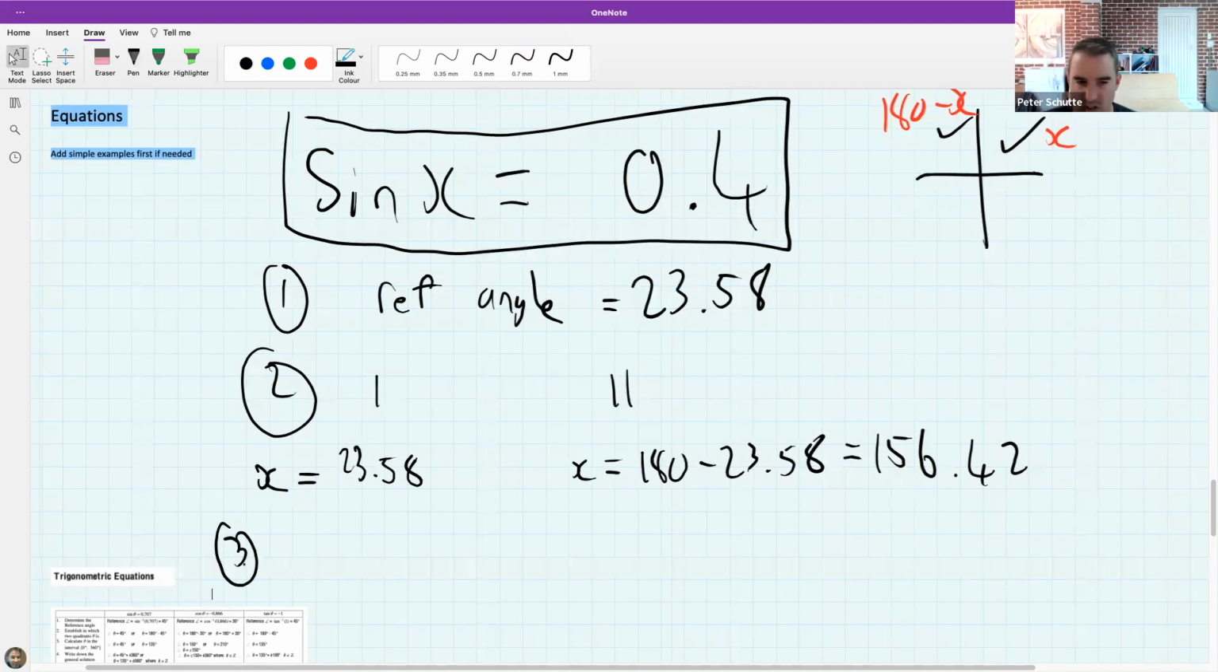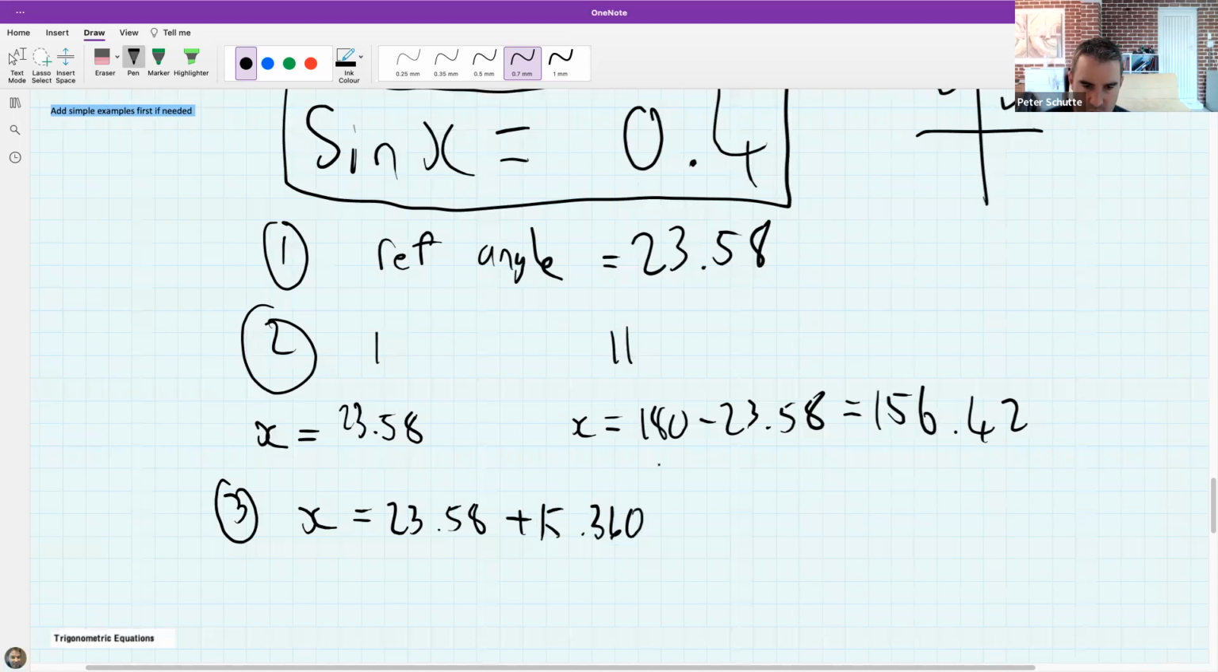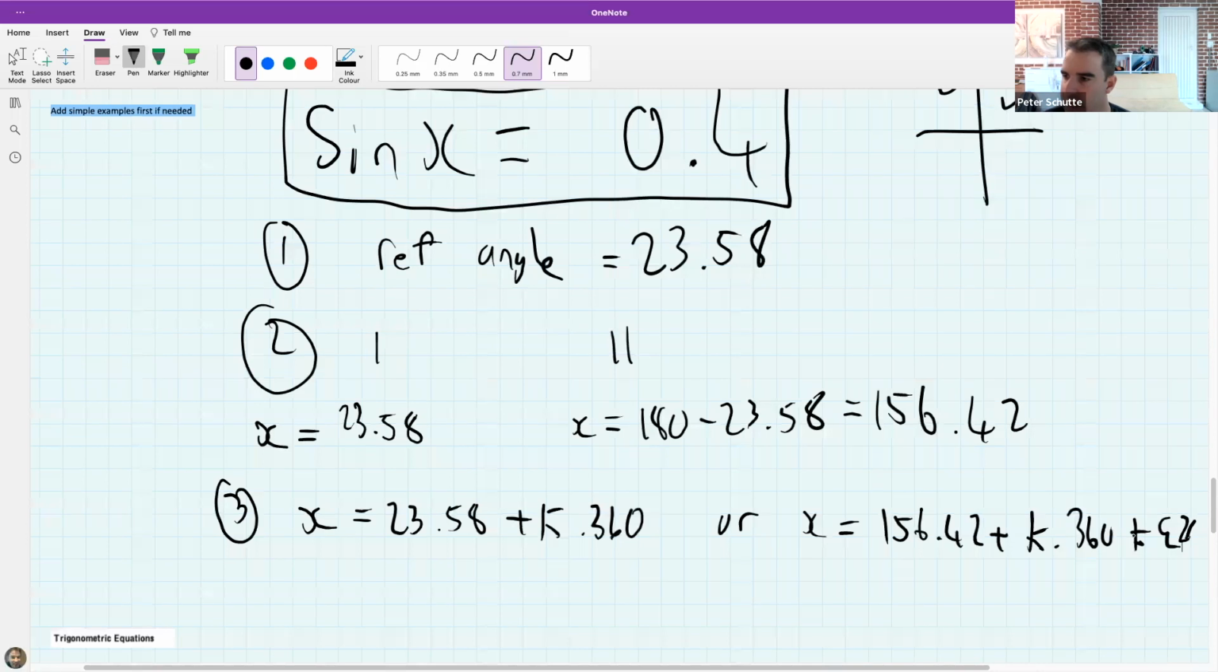Now, what about the general solution bit? In order to make a trig equation a general solution, you have to add one more bit, and it's this k times 360 thing. So x is 23.58 plus k times 360, or x is 156.42 plus k times 360.